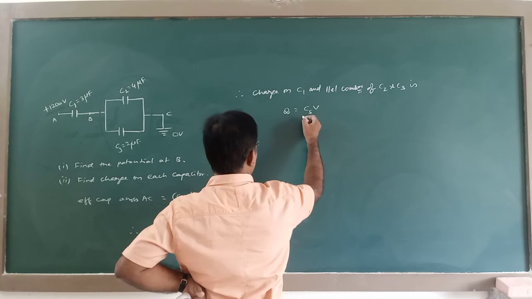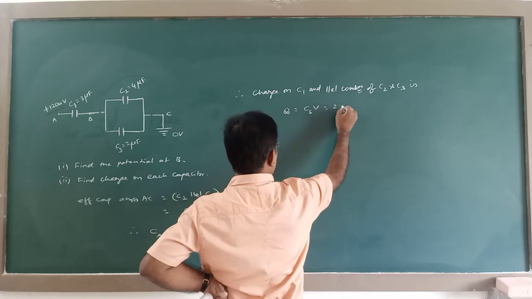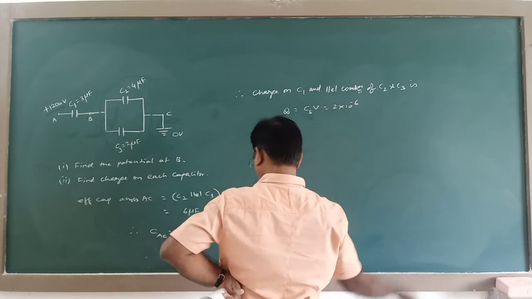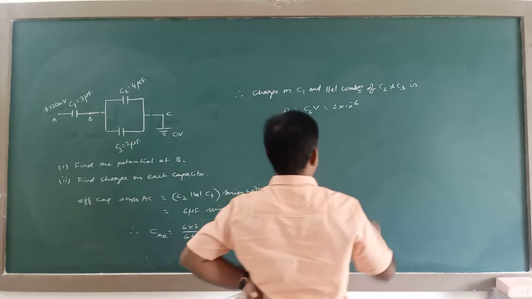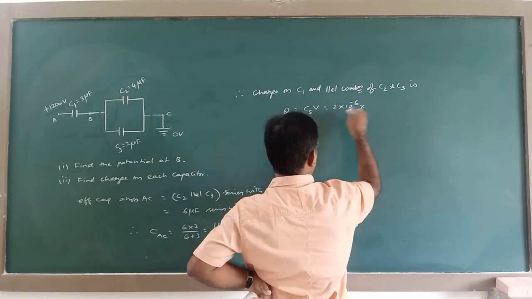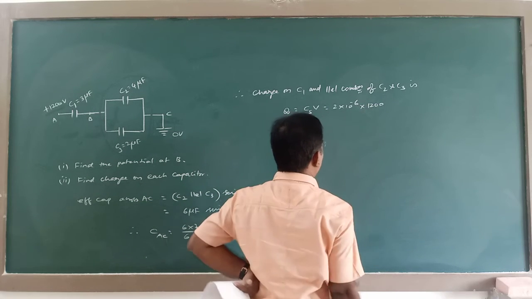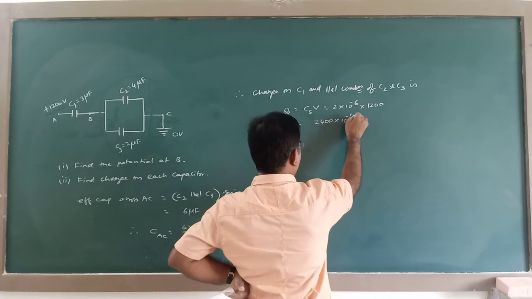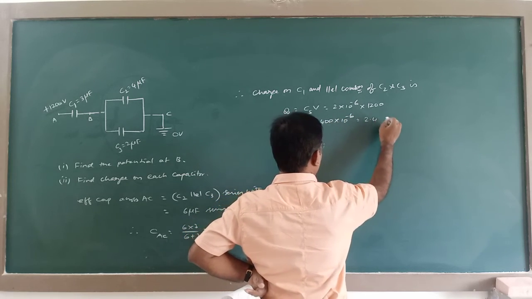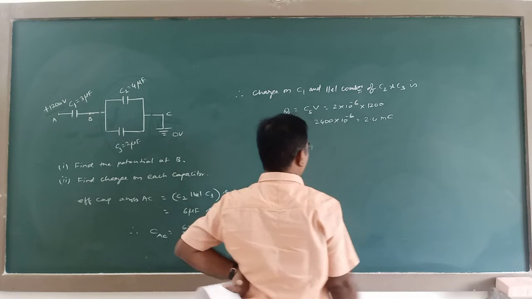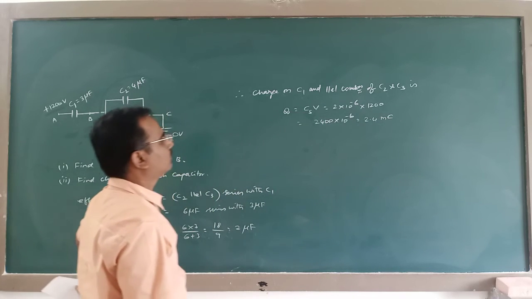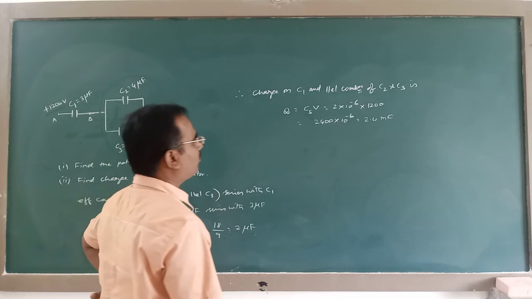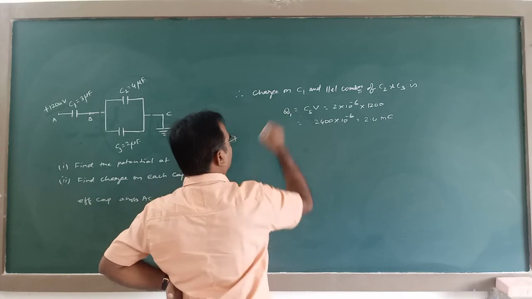So this is 2 into 10 to the power of minus 6, into the potential difference here, which is 1200 volt. So this is 2400 into 10 to the power of minus 6. This is 2.4 millicoulomb. This is Q1.